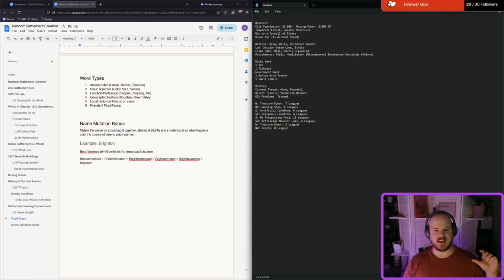The nice thing is that I really like doing that portion at the end where we talk about local places that are nearby. Because each one of these, let me highlight them real quick, can be its own adventure hook. Right, could be the treasure roomer. Now we have two treasure roomers, so they might be the same treasure roomer, which would be really fun. We've got the landform, the religious location, the no trespassing area, which is probably our barbarian hordes.